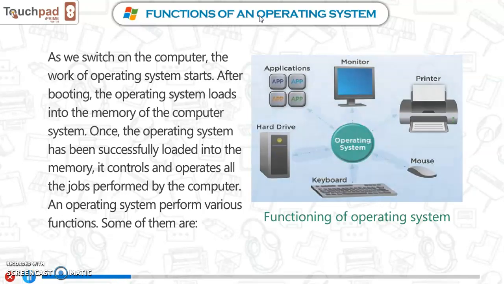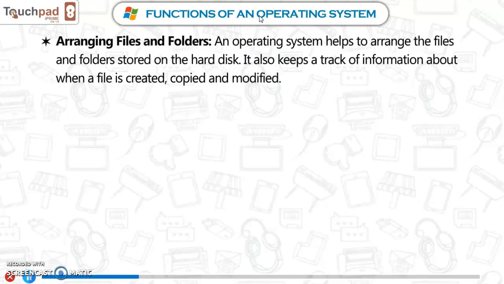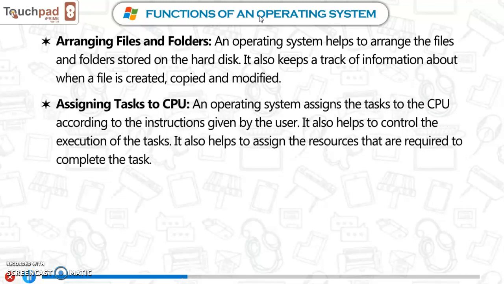Some of them are arranging files and folders. An operating system helps to arrange the files and folders stored on the hard disk. It also keeps track of information about when a file is created, copied, and modified. Assigning tasks to CPU. An operating system assigns the tasks to the CPU according to the instructions given by the user. It also helps to control the execution of the tasks. It also helps to assign the resources that are required to complete the task.